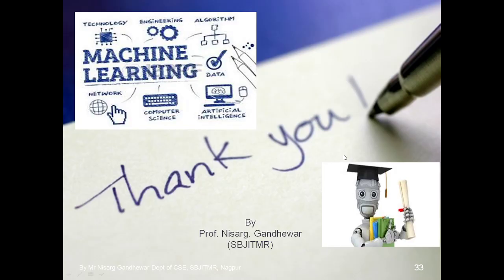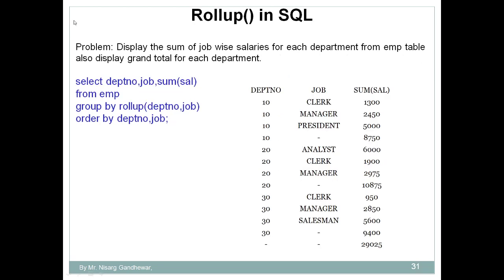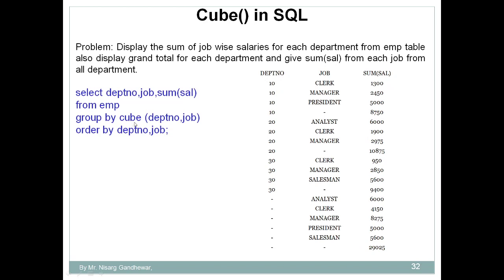But suppose I want to display the grand total for each department and give sum of salary for each job from all departments. Then in that case, instead of rollup function I need to use cube function. So you need to understand what is the difference between rollup function and cube function. Here rollup function is applicable to only department number, but here cube function is applicable to department number as well as job also. So suppose I execute this query, I will get such kind of output.